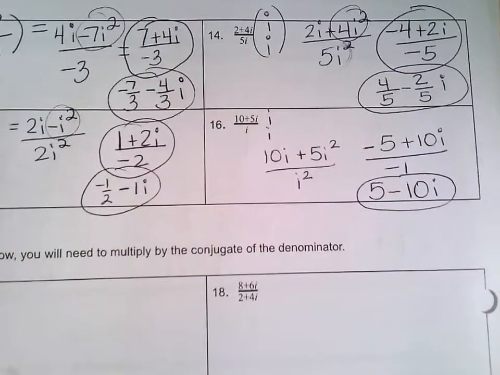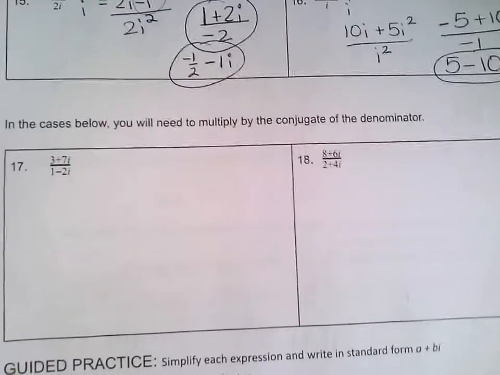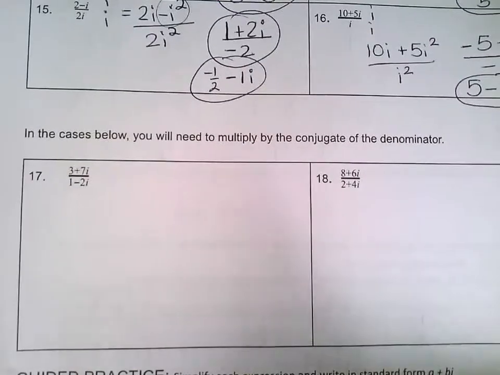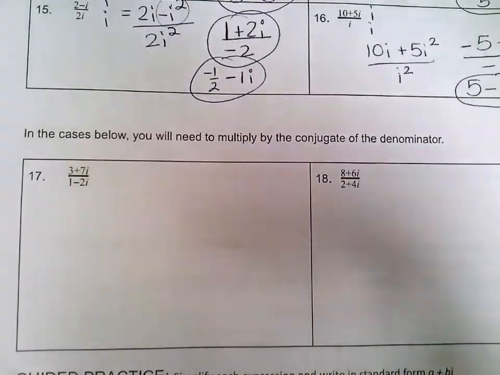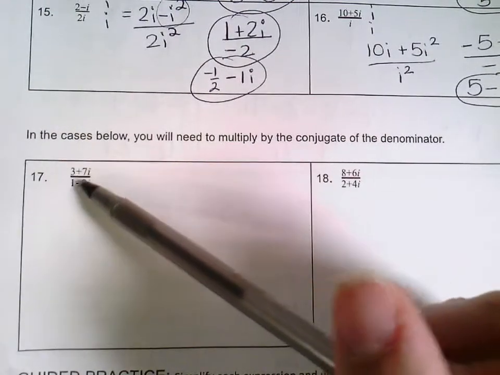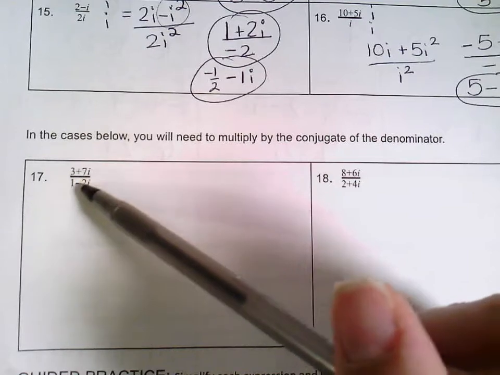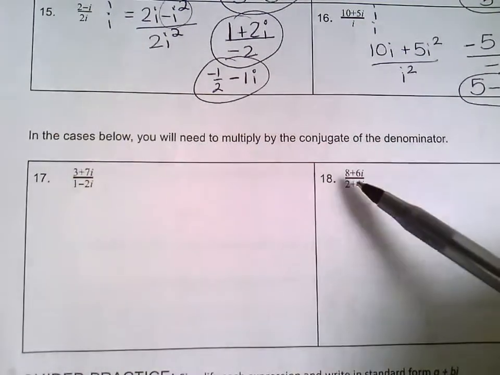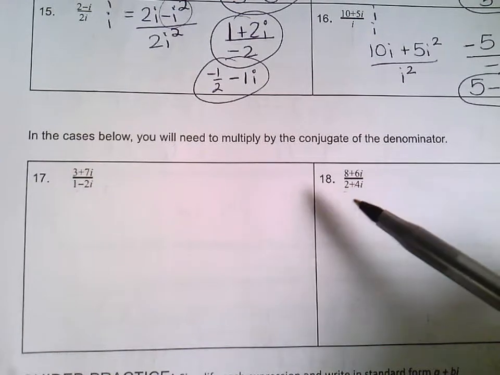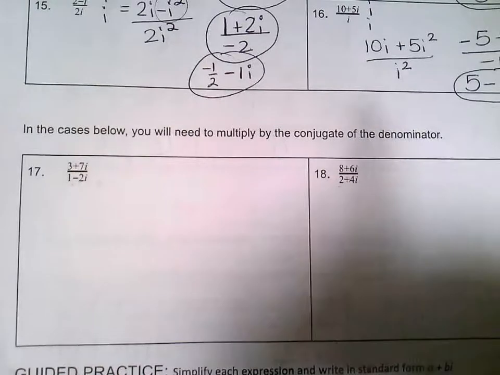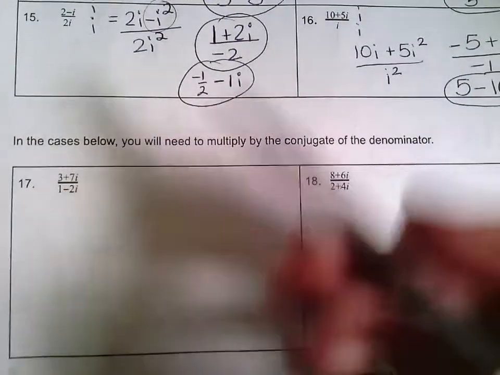So the last two problems I'm going to show you how to do actually have a binomial in the denominator. And so there's a different strategy that you need, because if you just multiply by i, you're going to still distribute and have an i term left, right? You'd have negative 2i squared, but you'd have 1i left, or you'd have 2i left. So the idea is multiplying by the conjugate. And so a conjugate is just the opposite signed term.